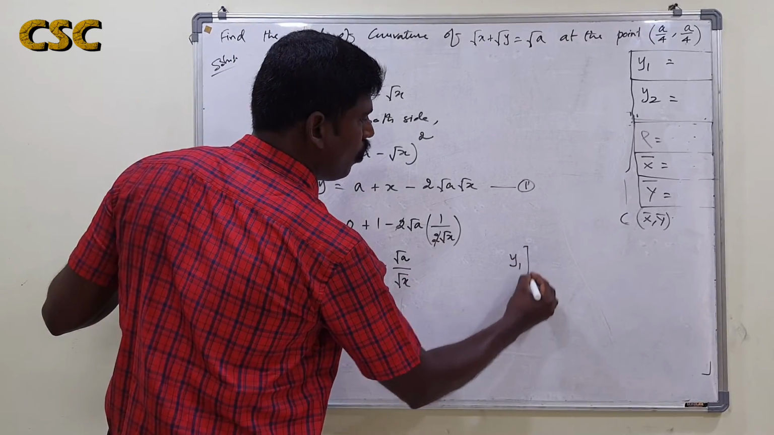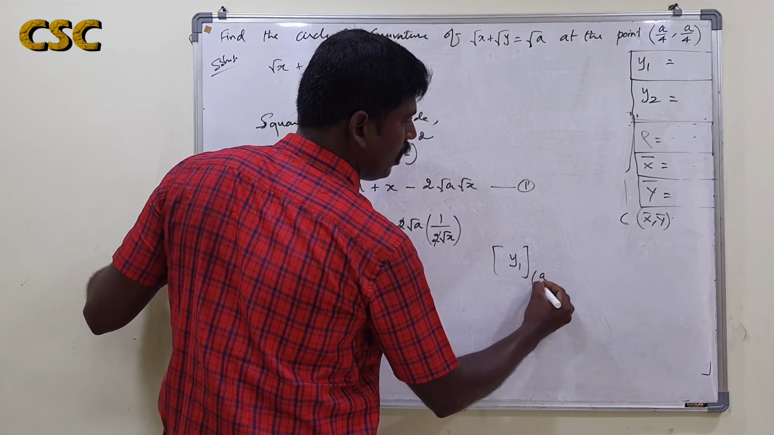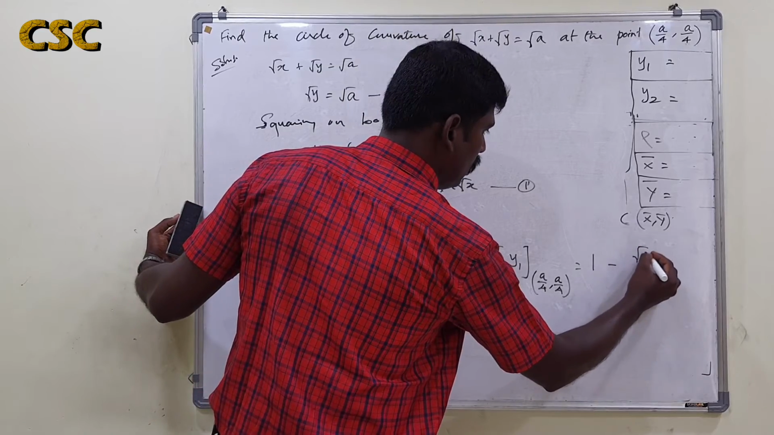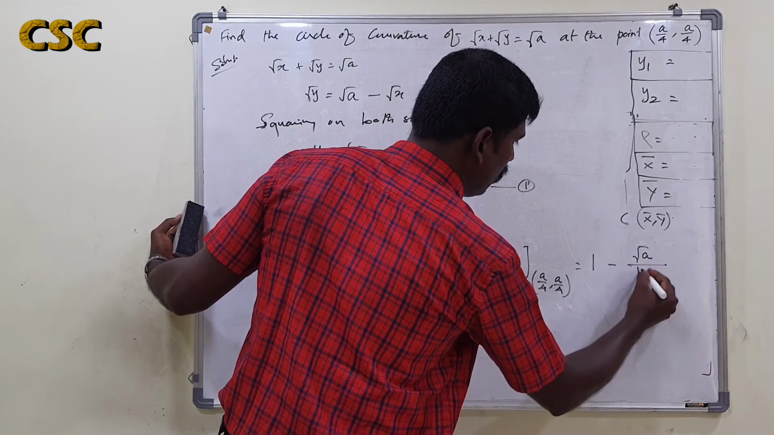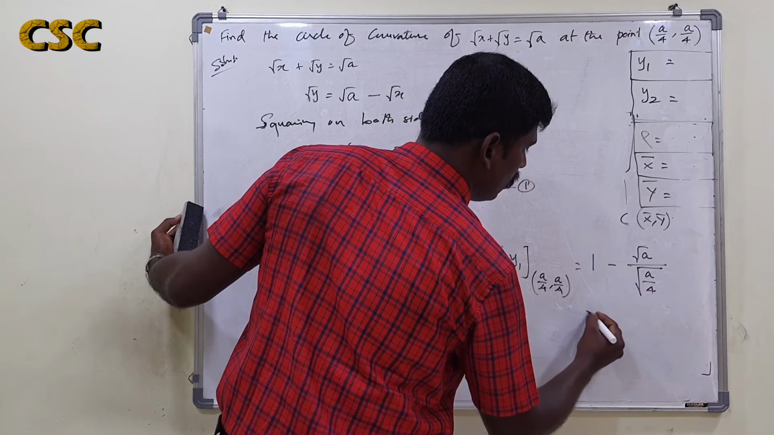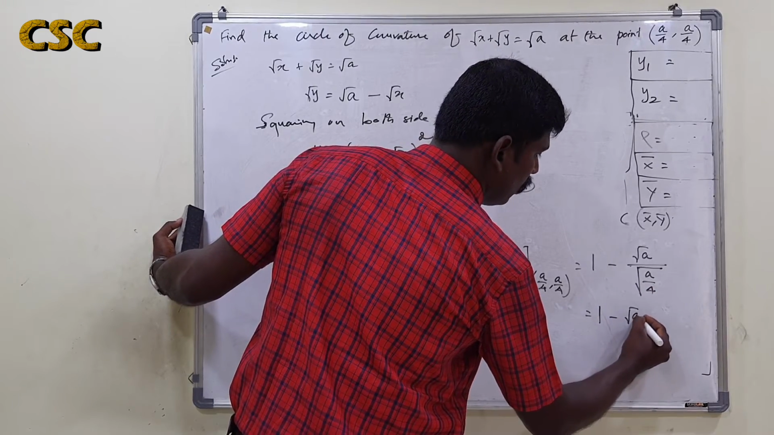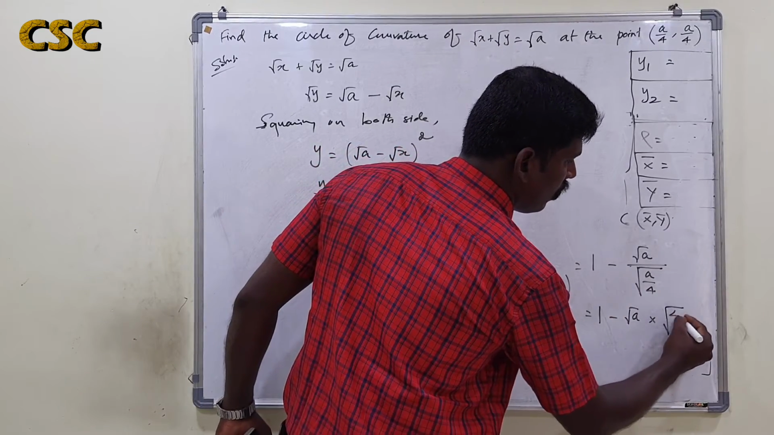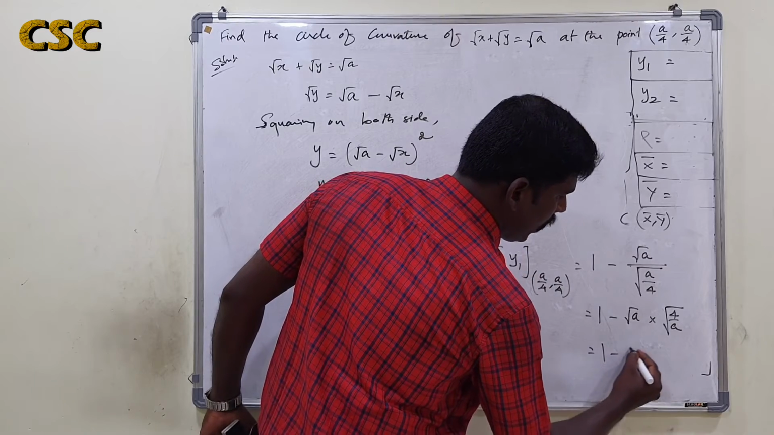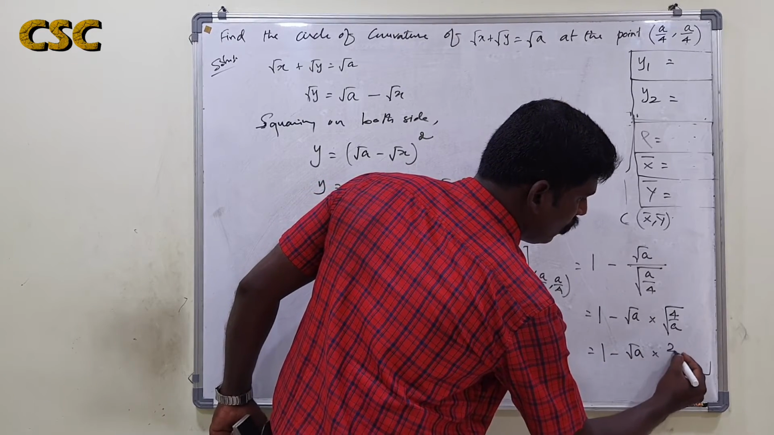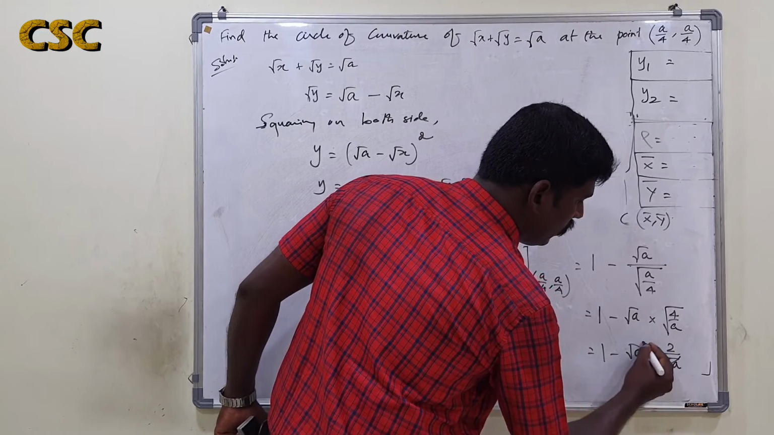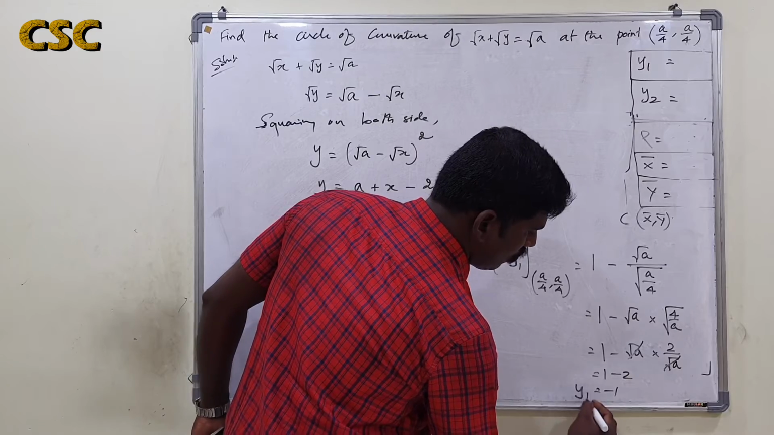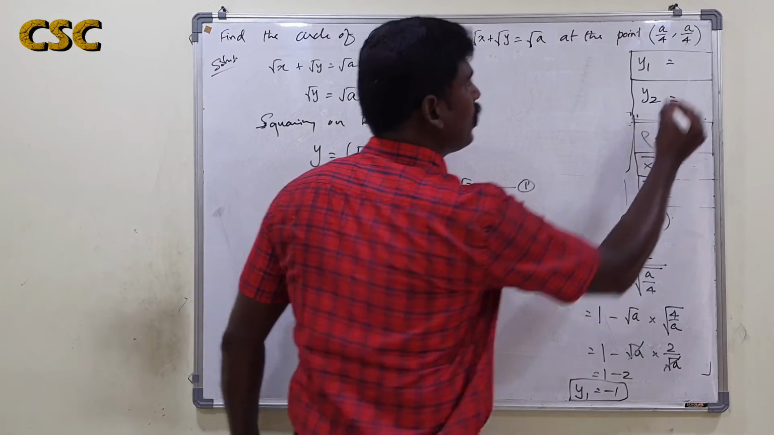What is the value of y1 at the point a by 4 comma a by 4? That is equal to 1 minus root a by root of a by 4, which is 1 minus root a into root 4 by a, that is 1 minus root a into 2 by root a. We can cancel root a with root a. 1 minus 2 equals minus 1. So the value of y1 is minus 1.